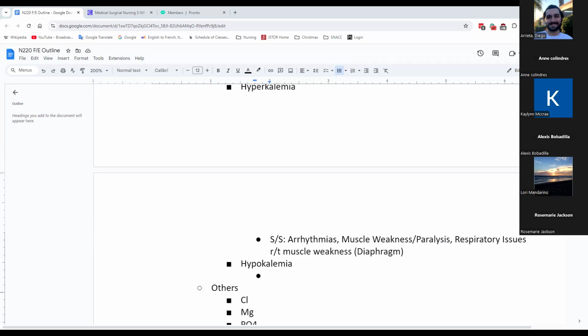And Kellett says increase GI motility. That is true. So we can have diarrhea. Why do you think that is?